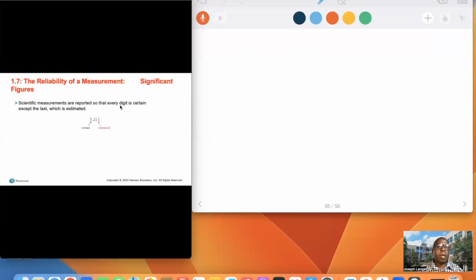These are important digits. In scientific measurement, any measurement consists of certain and uncertain digits. The last digit always is an estimate. So if you look at the last digit here, it's an estimate. And if you look at this 5.213, 5.21, these are certain digits, and the last one is uncertain.